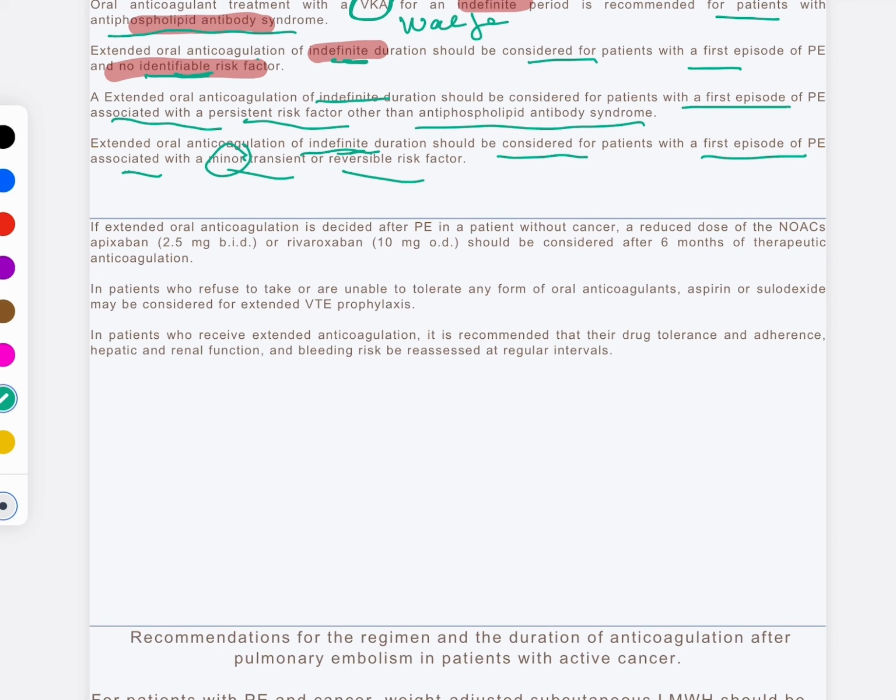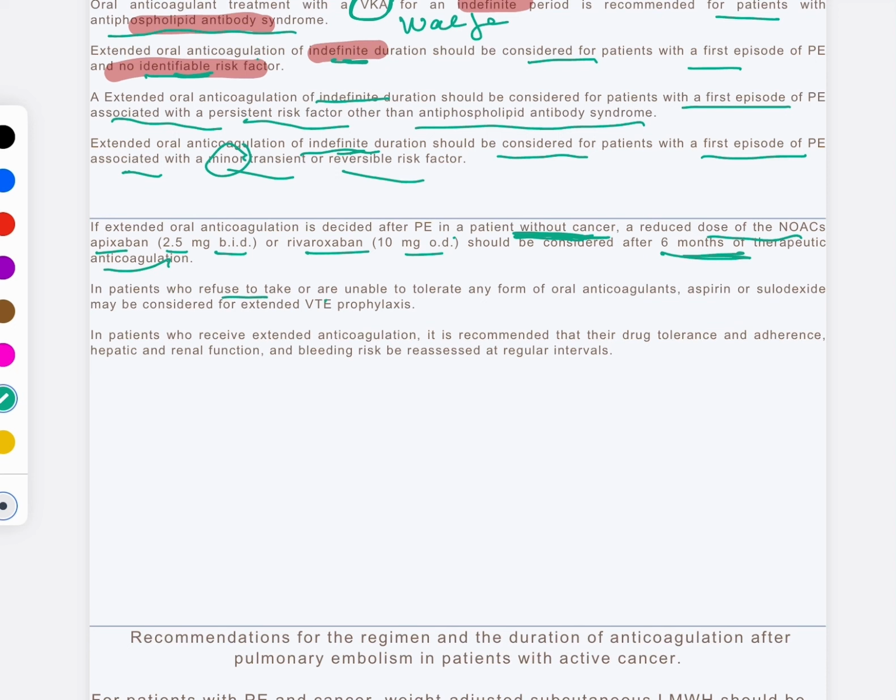If extended oral anticoagulation is decided after PE in a patient without cancer, reduced dose of NOACs or non-vitamin K oral anticoagulants like apixaban of 2.5 milligrams BID or rivaroxaban of 10 milligrams OD should be considered after 6 months of therapeutic anticoagulation. So after 6 months, you are giving full doses, and after that you can reduce the dose if the patient has no cancer.